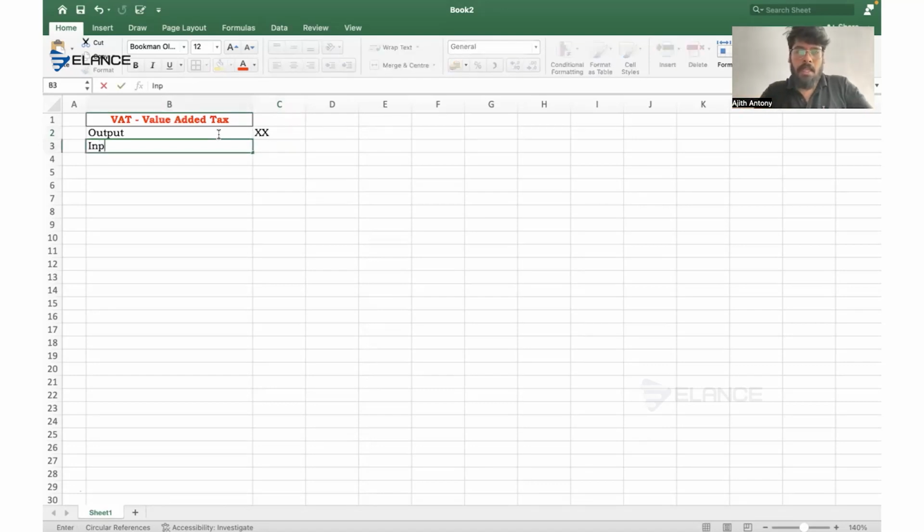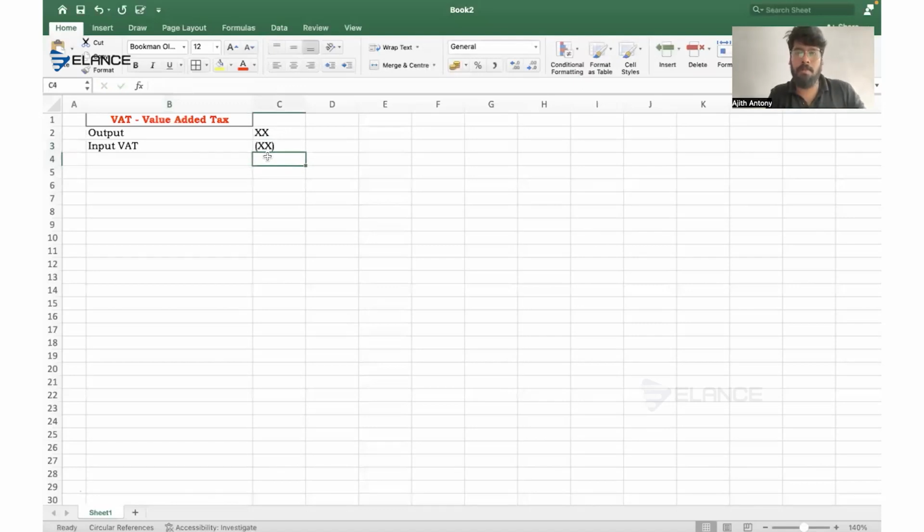Input VAT is the amount we pay at the time of purchasing goods or services. It is the tax we have already paid. In the computation of VAT, we pay the collected output VAT to HMRC, and we can deduct the input VAT paid to our suppliers. The net amount we pay to HMRC is the VAT payable.